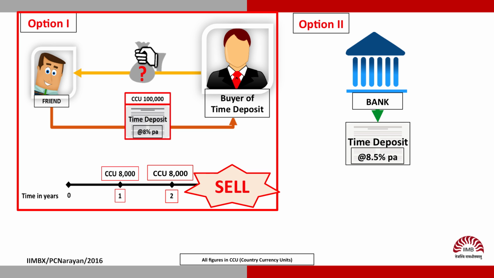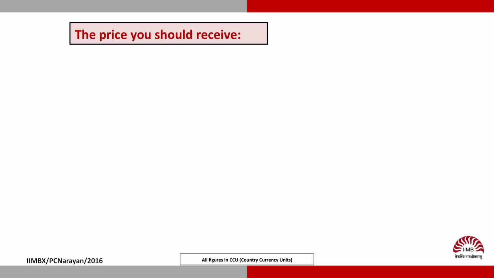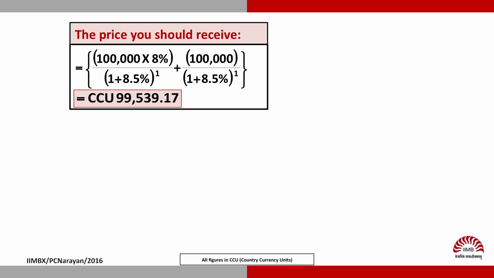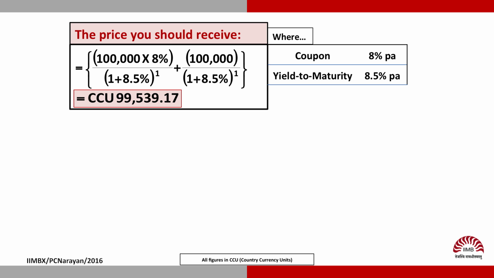If you decide to sell the time deposit now, you should therefore receive 100,000 into 8% divided by 1 plus 8.5% to the power of 1, which is the present value of the interest cash flow for the remaining 1 year, plus 100,000 divided by 1 plus 8.5% to the power of 1, which is the present value of the principal amount that will be paid back to you at the end of 1 year. Now this works out to 99,539.17 currency units. So 8% is the coupon rate and YTM is 8.5%.